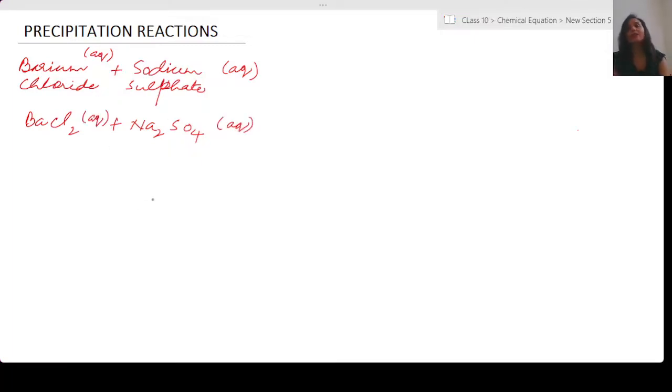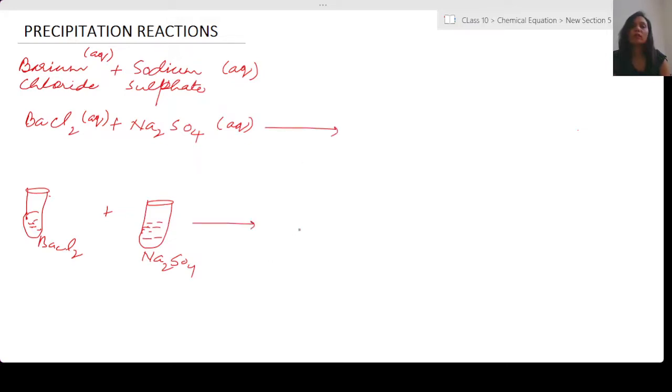Aqueous means what? That these compounds are mixed in water. Simultaneously you can use test tubes also. In one test tube you can take the BaCl2. In another test tube you will have to take Na2SO4. They both are white color compounds. So now what we are going to do, we will take one empty test tube and in this we will add both the compounds, BaCl2 as well as Na2SO4.